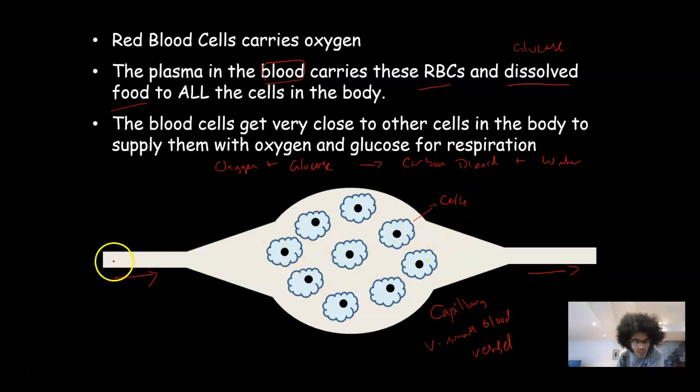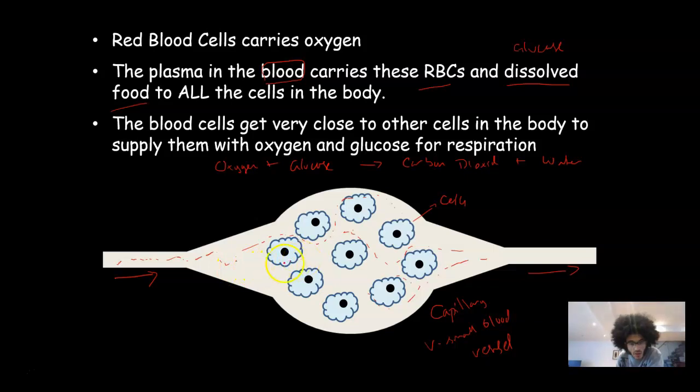So what blood does is that it will flow, and here's my blood traveling. And when it travels, it can get really close to the cells, because the capillary, these mini blood vessels, are absolutely tiny. So the blood can get really close to it and it can do its business.